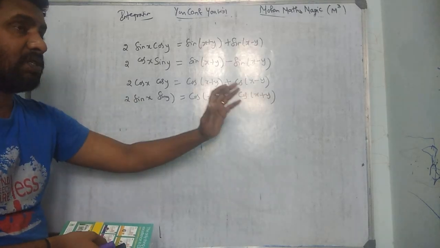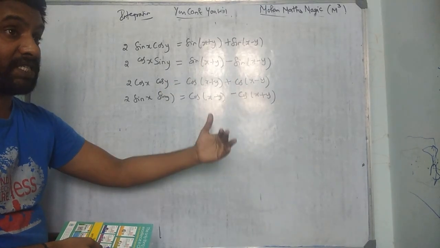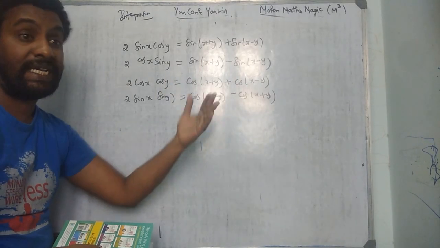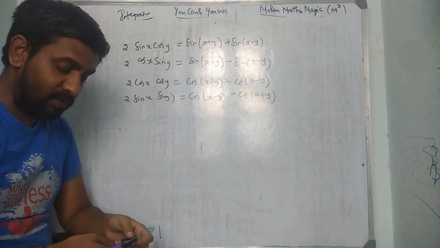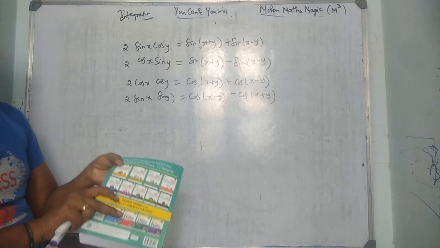By seeing a question, you will know which method it is, which exercise, the 10th exercise or 11th, partial fractions. There are many things. I'll be coming one by one. Okay, through continuous practice you can do it.